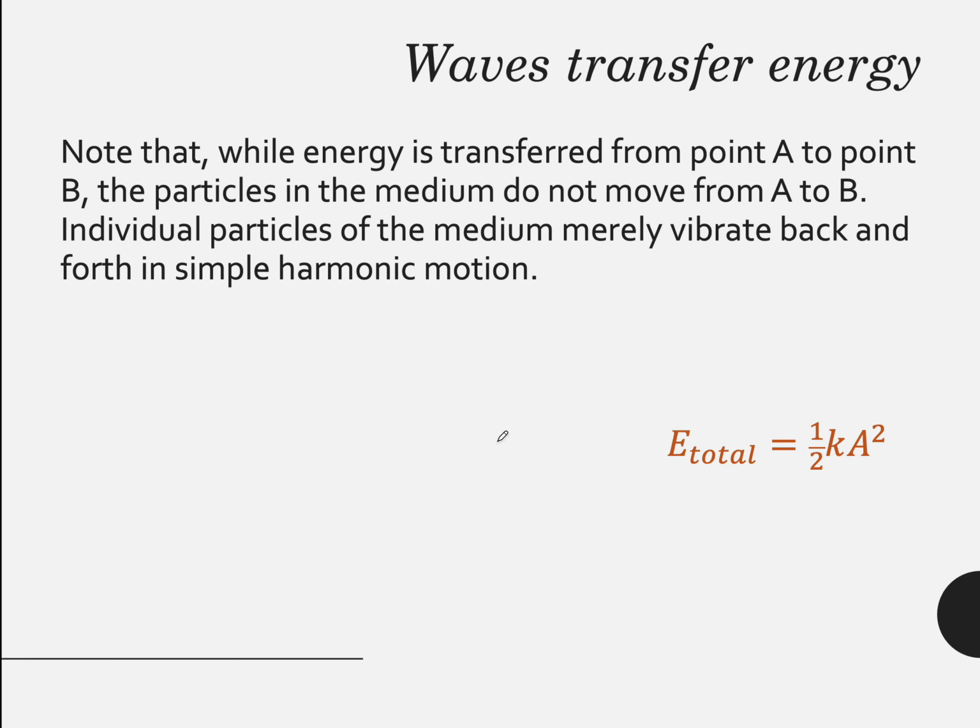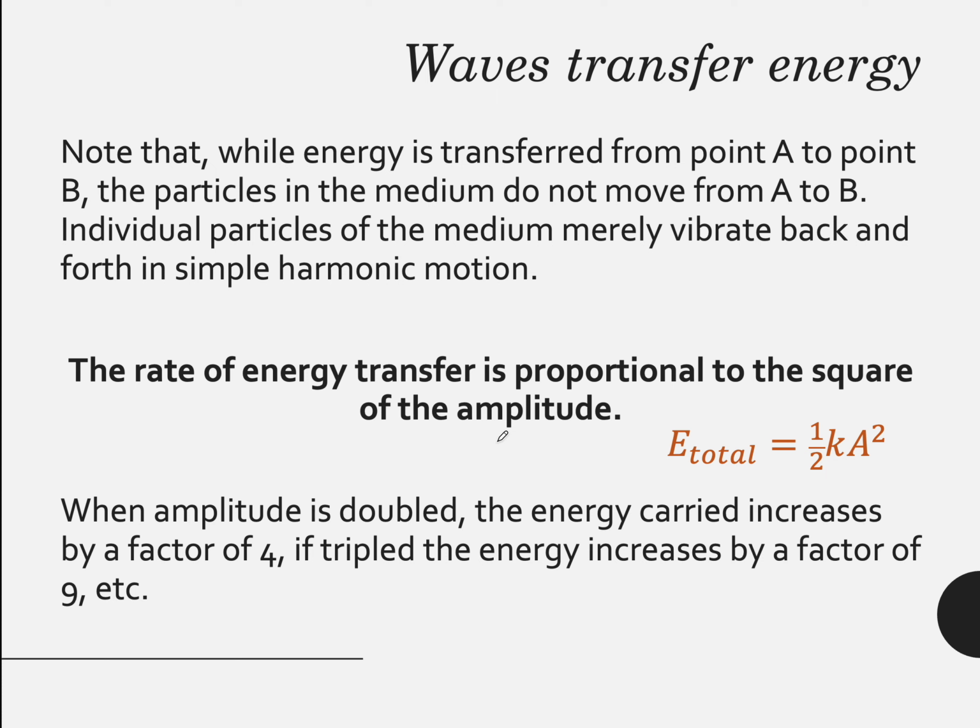Waves transfer energy, we mentioned that before, without actually moving things physically from one point to another. It turns out the rate of energy transfer is proportional to the square of the amplitude. If you want an exact formula, the energy is 1/2 times the spring constant times the amplitude squared. Remember, you can represent that with a capital A squared. When amplitude is doubled, the energy increases by a factor of 4. If you triple the amplitude, the energy increases by a factor of 9.